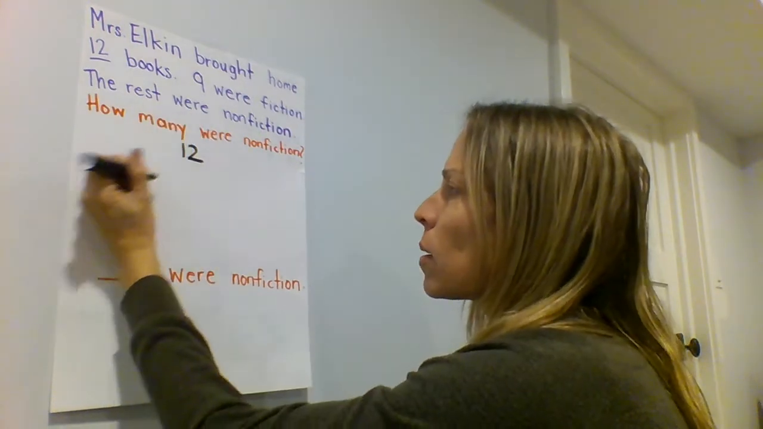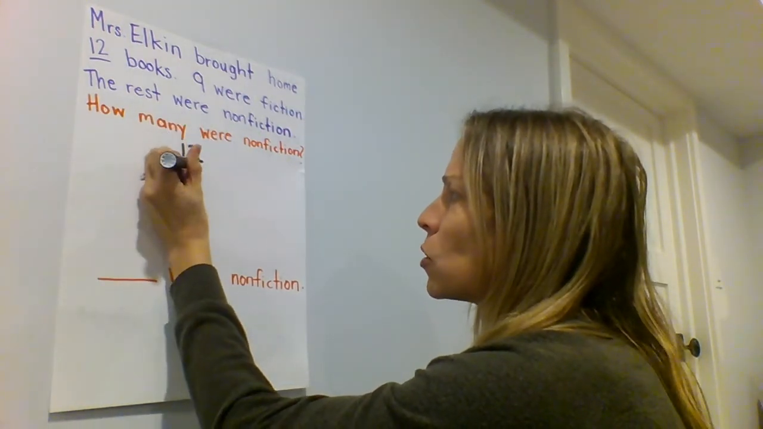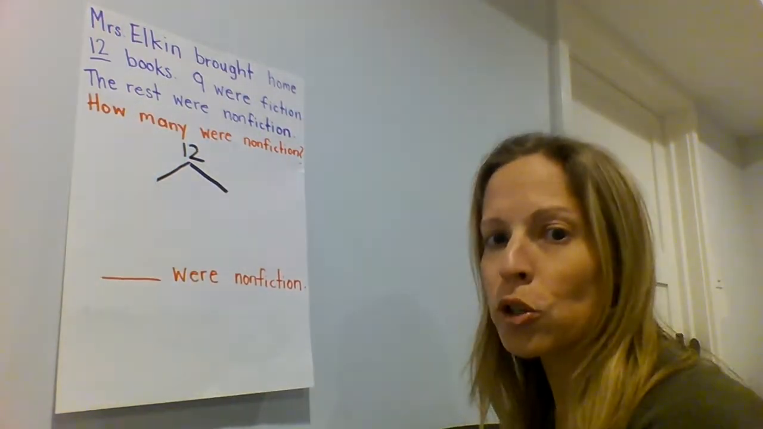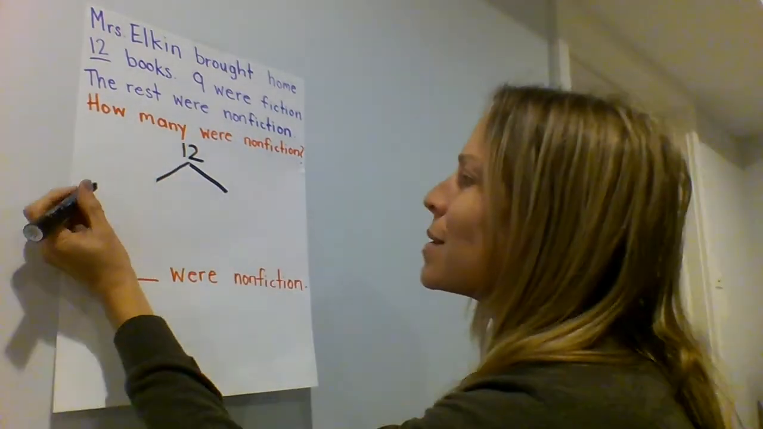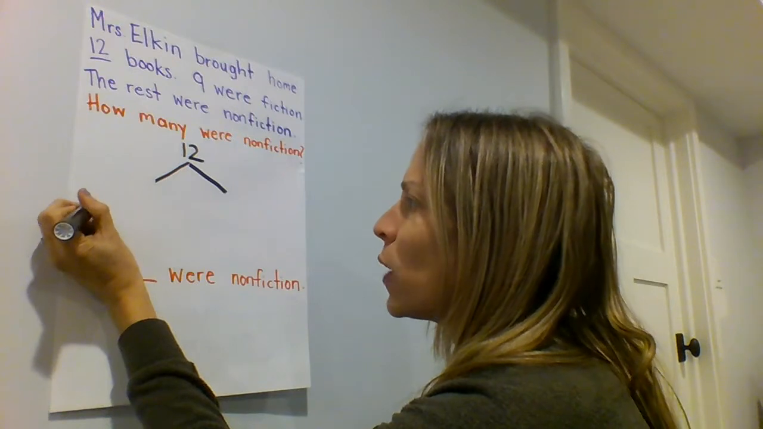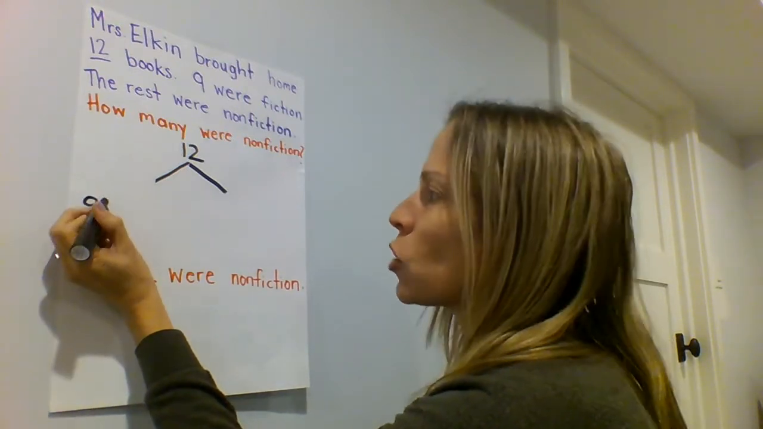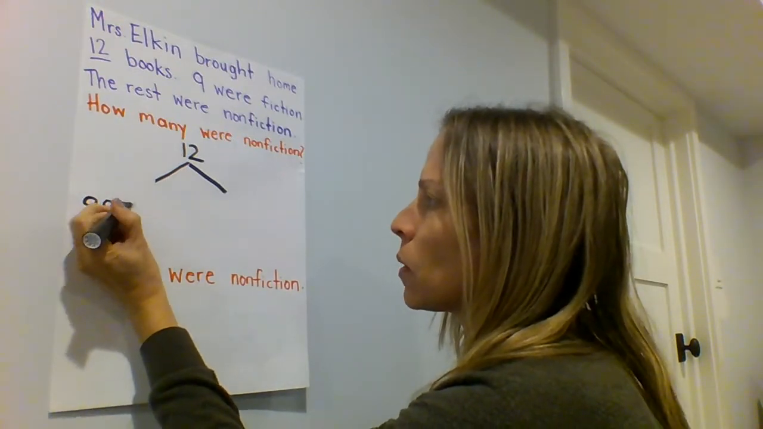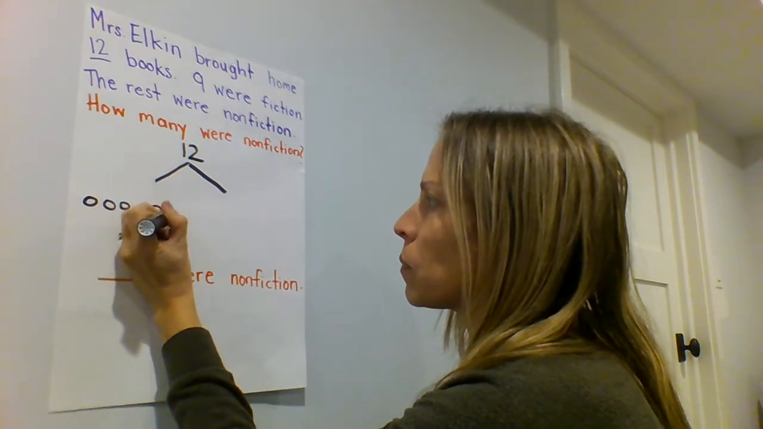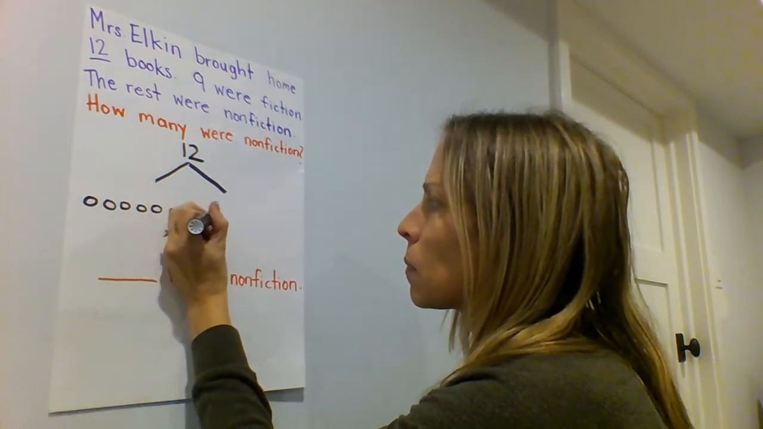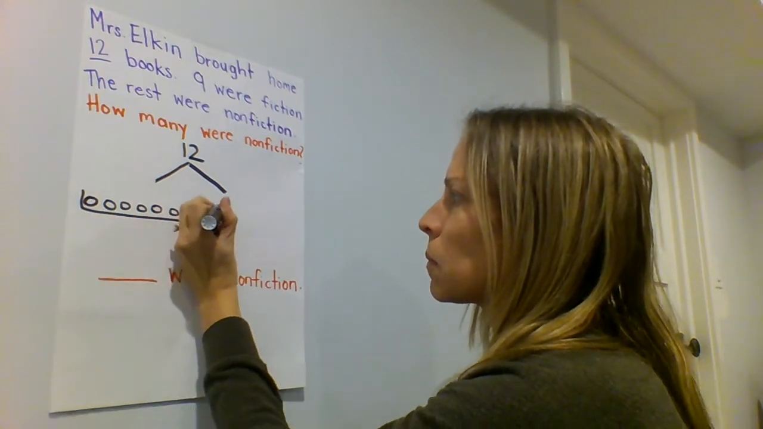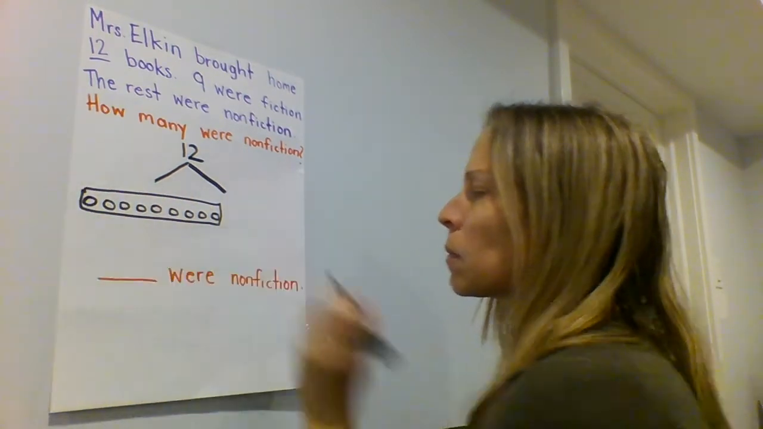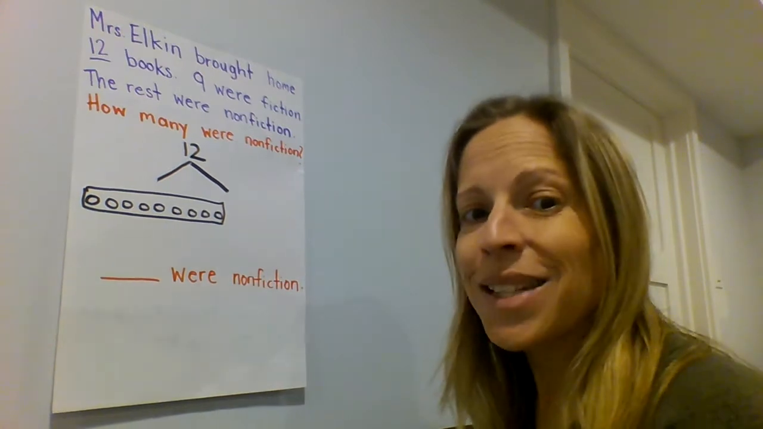Okay? Now, this is how we're going to draw our tape diagram. We know the total is 12. Remember, we always put the total on the top. 9 of them were fiction. So I'm going to draw 9 circles. And I'm going to put a box around it. Okay, now I need to get to 12.